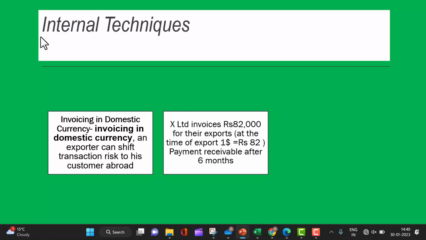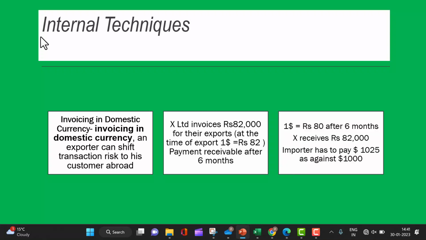So X Limited invoices rupees 82,000 for the exports. At the time of export, $1 is equal to 82 rupees, and payment is receivable after 6 months. So you are basically an exporter and you are going to receive the money after 6 months. You are going to invoice your customer at rupees 82,000. Now suppose it was 82 and it becomes 80 after 6 months. X is going to receive 82,000. For him, he is not taking any hit on his shoulders. He has billed 82,000, he'll get 82,000.